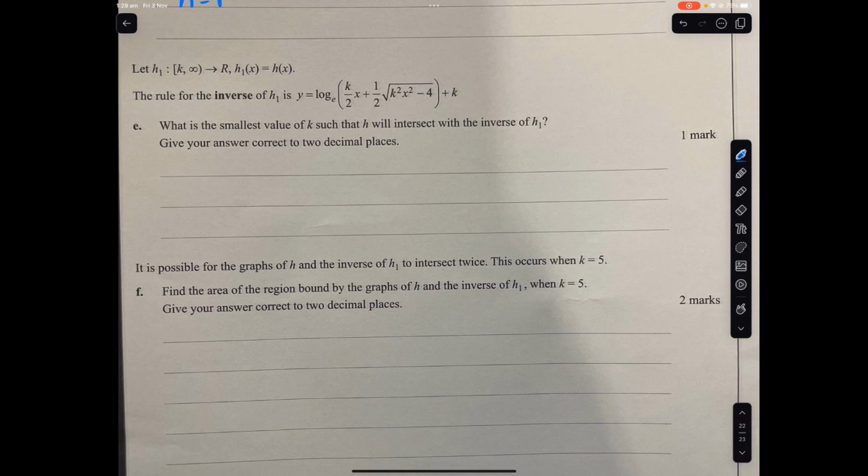Let h1 where k is greater than 0. So h1 has the same rule as h of x. The rule of the inverse of h1 is this. What is the smallest value of k such that h will intersect with the inverse of h1? Give your answer correct to 2 decimal places. Oh my god, 1 mark.